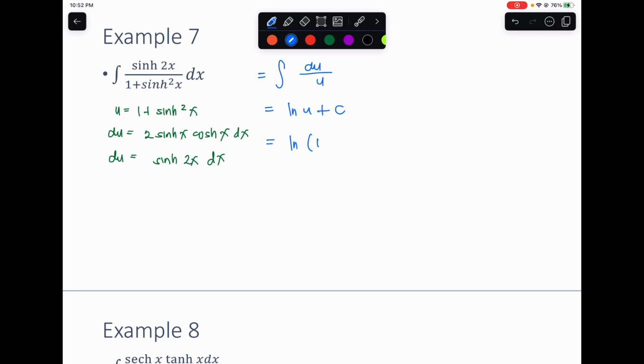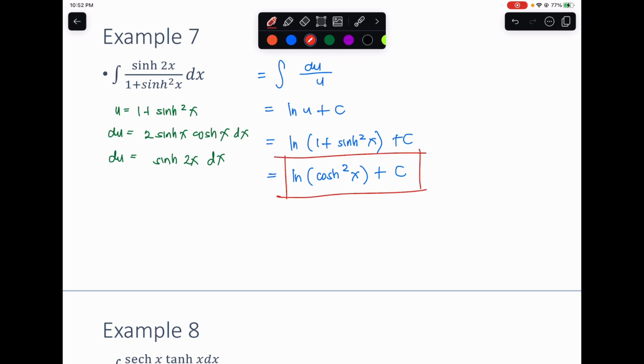which is ln u plus c. Our u is 1 plus hyperbolic sine squared x plus c, or simply hyperbolic cosine squared x plus c. And that's another example, this time using the natural logarithm.